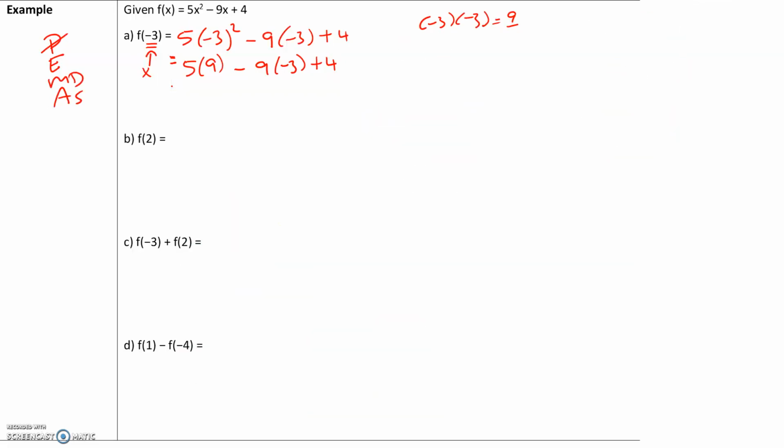Then we can multiply. So 5 times 9 is 45. -9 times -3 is 27. And then you have plus 4. So if you add 45 plus 27 plus 4, I believe that will give you 76 as the answer. You can also put this in your scientific calculator just the way it looks, and it'll give you the exact same answer.